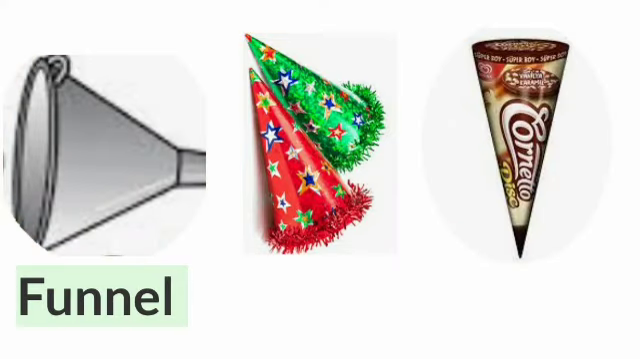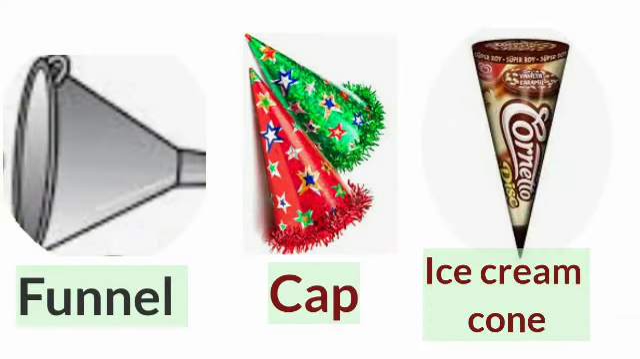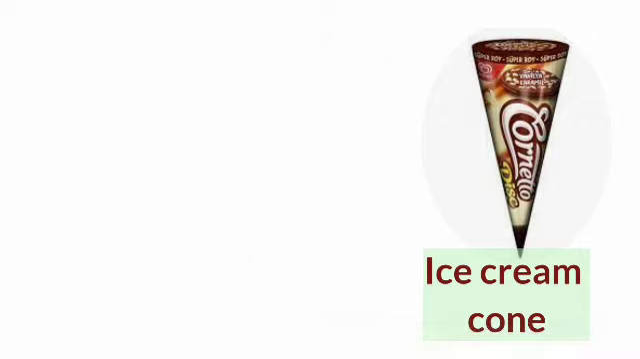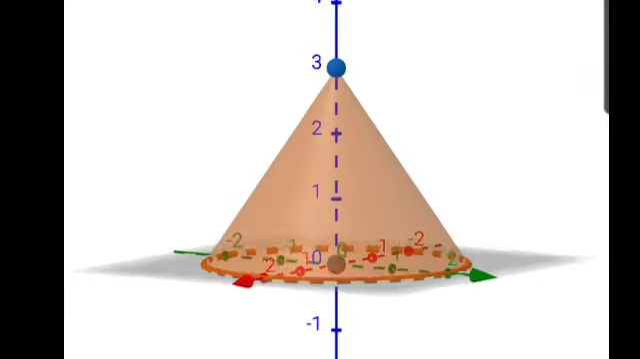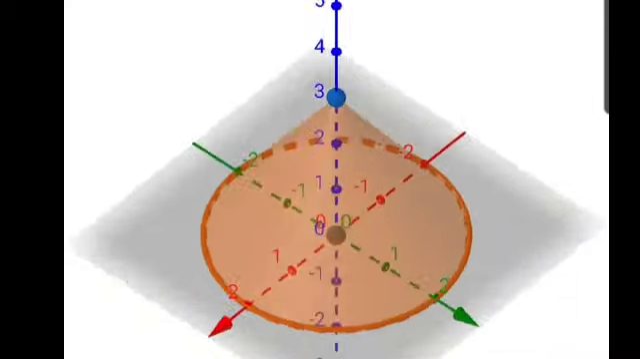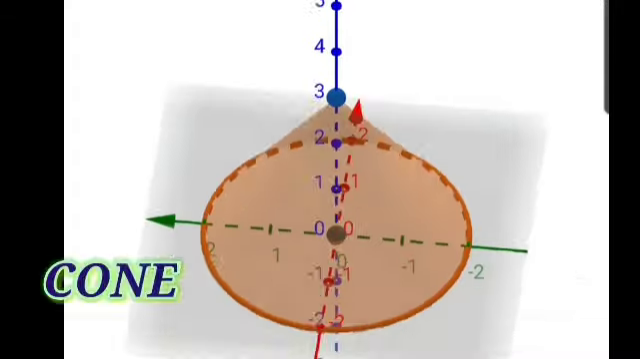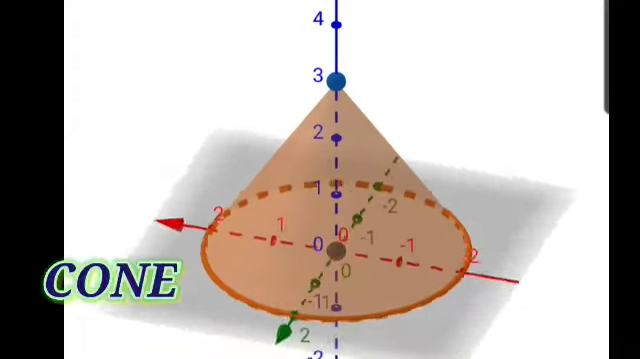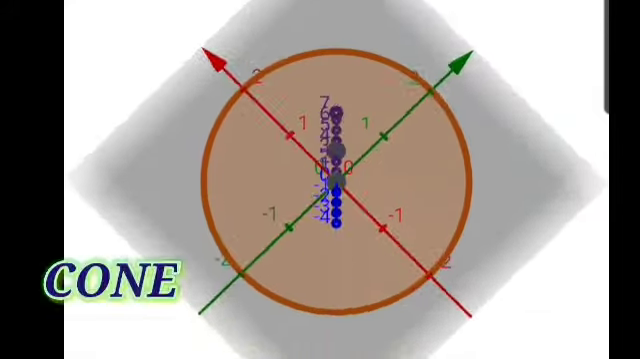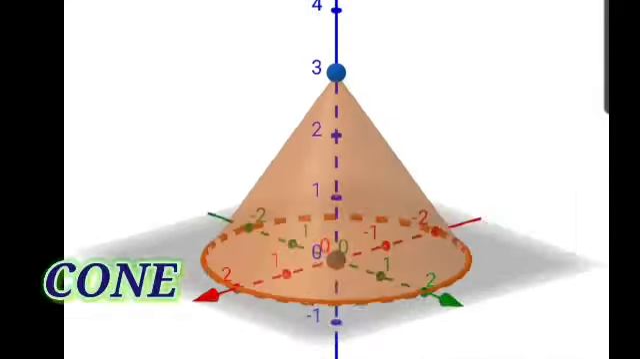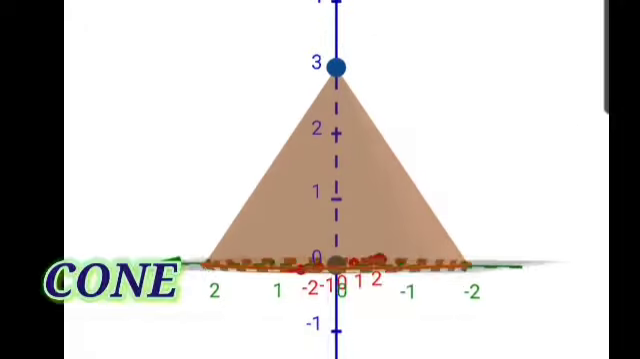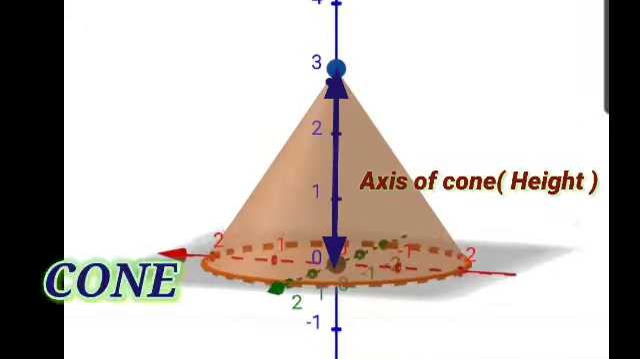And you can see these objects like a funnel, cap or ice cream cone. These are three-dimensional objects which we call a cone. You can see a heap of salt or sand which spreads like this, forming a point to the circular base. Thus, it's a solid figure which starts from the circular base and meets at a point.